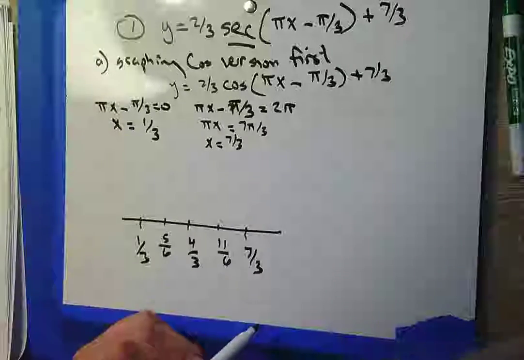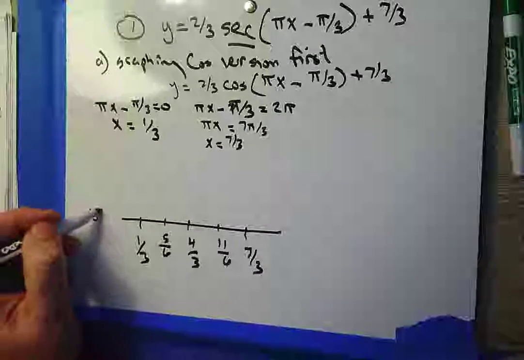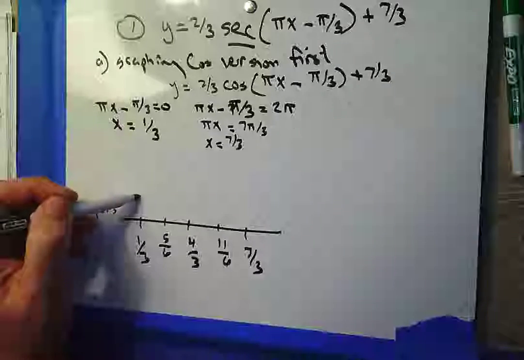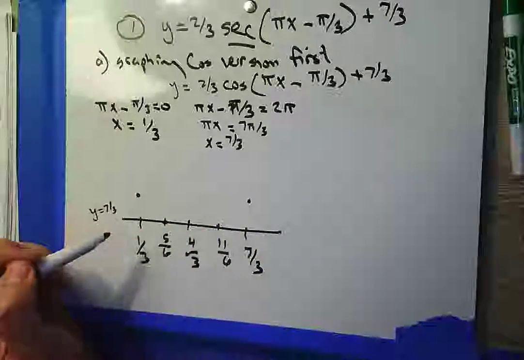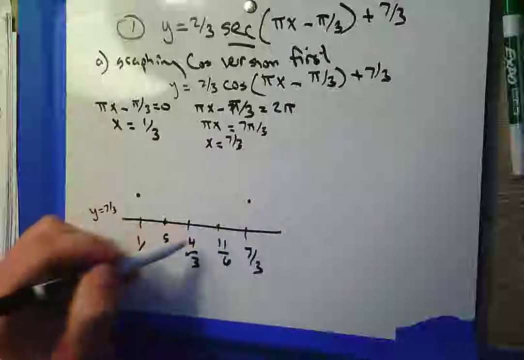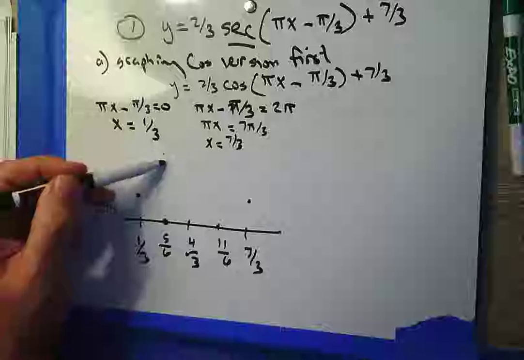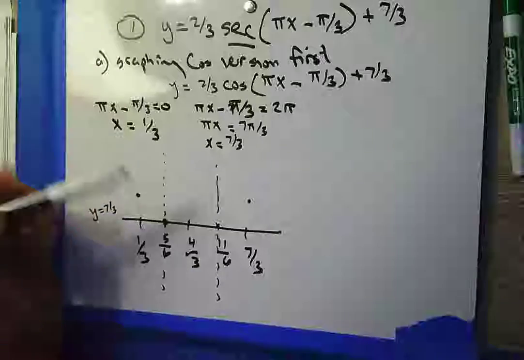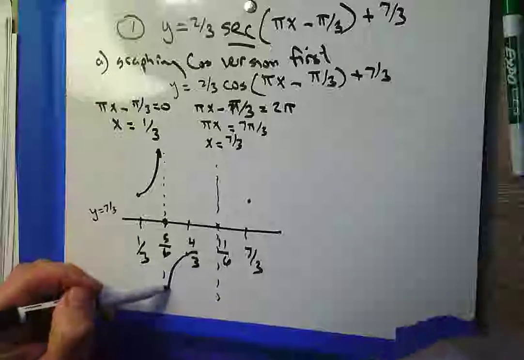Okay, so now I have my quarter points, good. And we know that this midline is y equals 7/3. Because this is cosine, we're going to start high, go low, and back up again. Now, generally at this point I don't draw in the line like I would for cosine, but instead wherever cosine is equal to 0, secant has a vertical asymptote. And then I have to bend to those asymptotes.